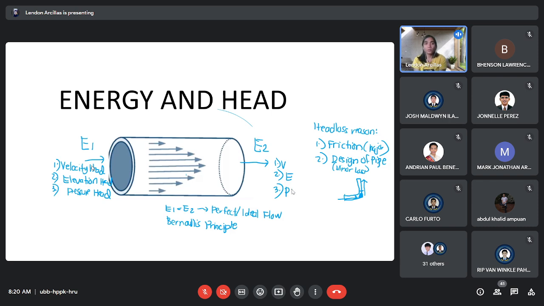Ulitin ko. Yung energy ng isang fluid flow na papasok sa isang pipe or sa isang channel is composed of three: energy that is called velocity head, energy that is called elevation head, and energy that is called pressure head. My next question here is, bakit tinatawag na head yung energy? Hindi na siya tinatawag na energy. Nagiging head siya because it is divided by the weight, yung formula. Later on, I will discuss bakit nagiging head siya.